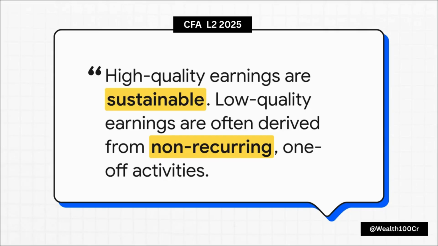High-quality earnings are sustainable. They come from the company's core business, the stuff they do day in and day out. Low-quality earnings? That's the tricky stuff. It's often from one-time events like selling a building, or from some accounting gimmick, or pulling sales in from the next quarter. Telling the difference between the two is honestly one of the most valuable skills an analyst has.